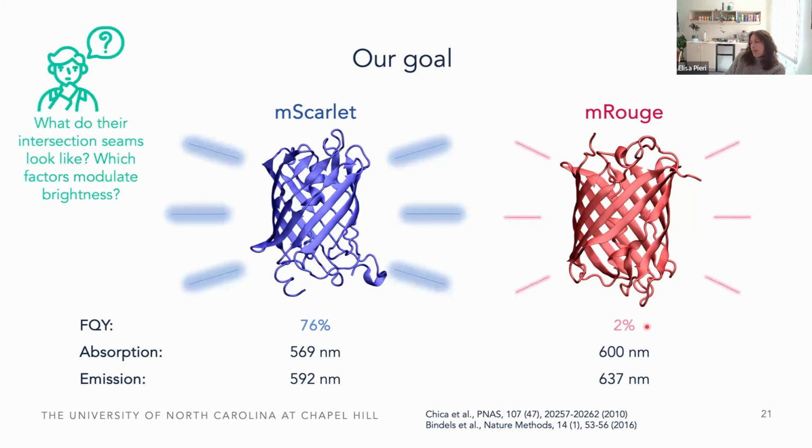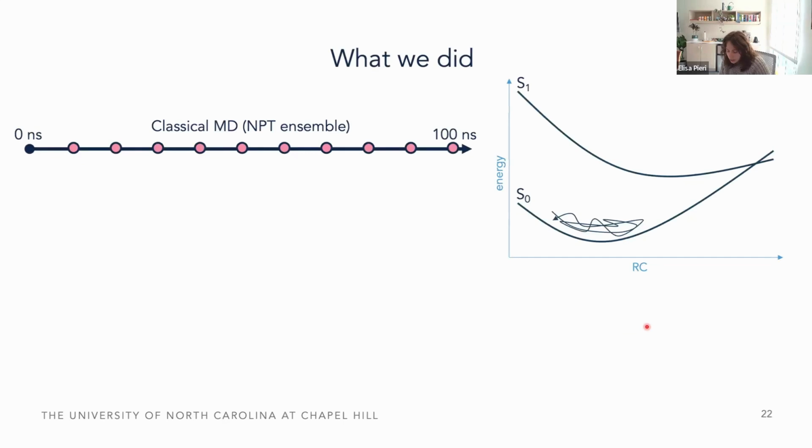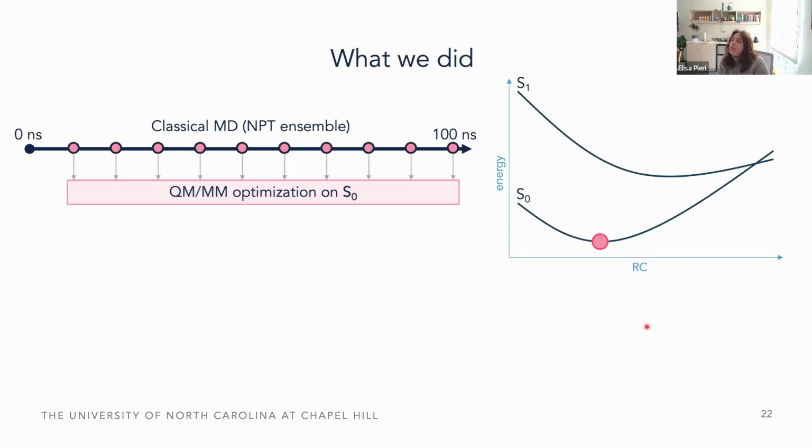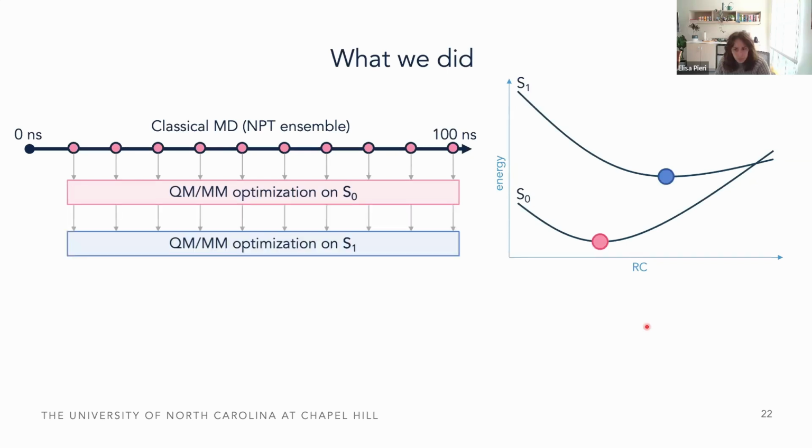So, can I just observe the intersection seam of these two proteins and find the reason for this discrepancy there? What we did computationally: we used classical MD to sample conformations. So we got 10 snapshots per protein. We did a QM/MM optimization on the ground state to find the ground state minima. And we did optimizations on the excited state to find the excited state minima.